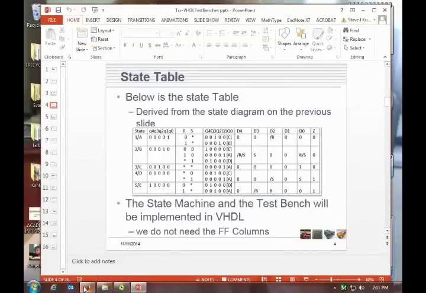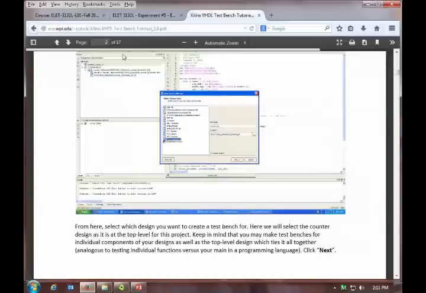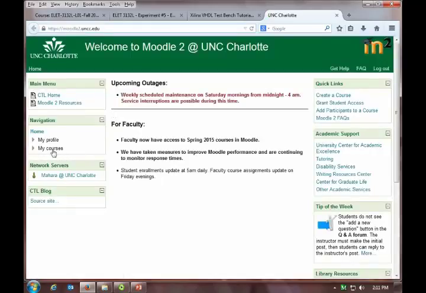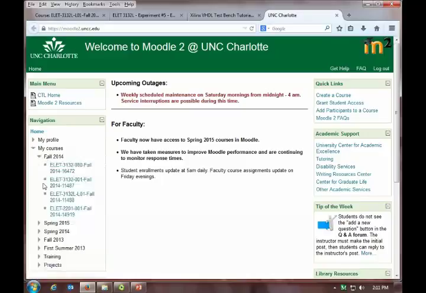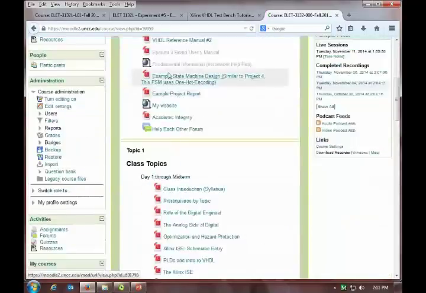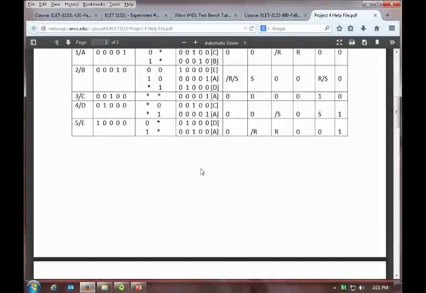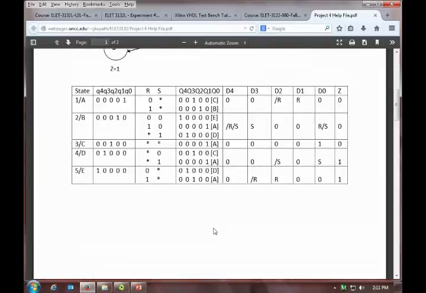If you're wondering where all this stuff is, I've put it on, let's go back out over here to Moodle, and I've put it on both of my digital systems classes. It says up here, example. I'm not sure how great an example it is, but this is the same diagram. This is the same state table.